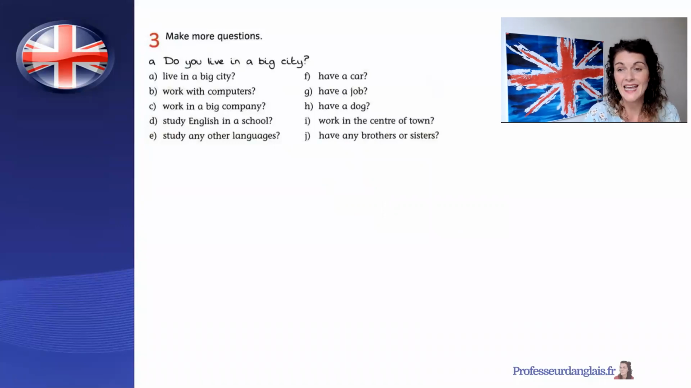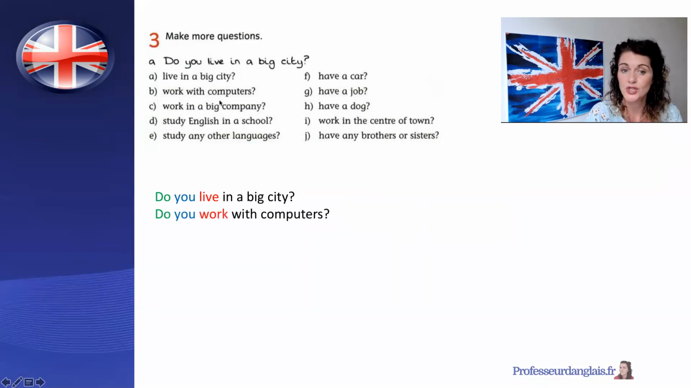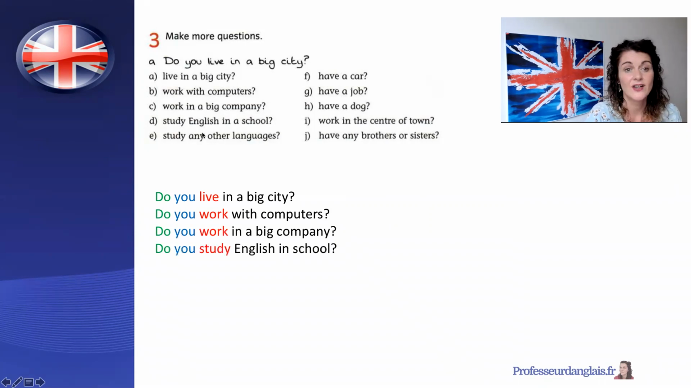Well done. Let's see how you got on. Do you live in a big city? Well, that was our example. Let's look at the next one. Work with computers. Do you work with computers? How about this one, work in a big company. Do you work in a big company? What about D? Study English in a school. Do you study English in a school? E, study any other languages? Do you study any other languages?